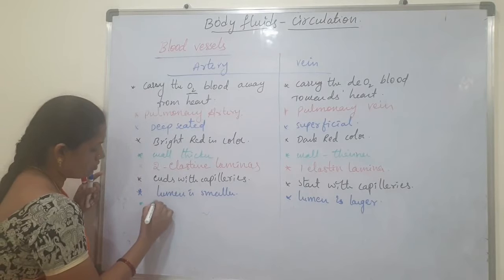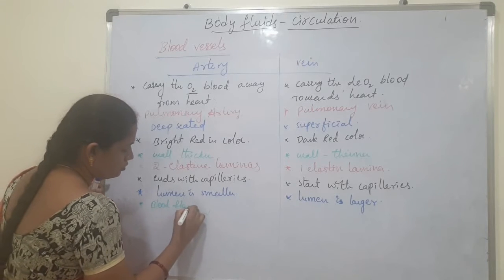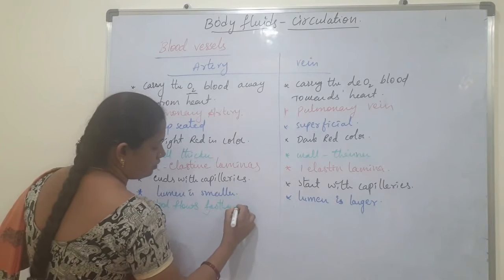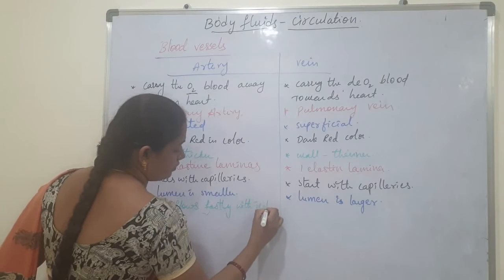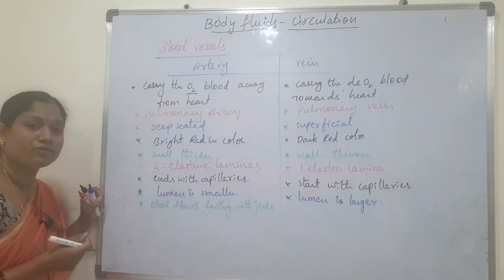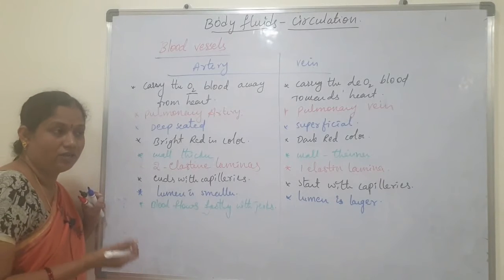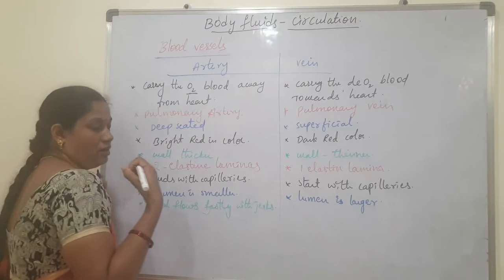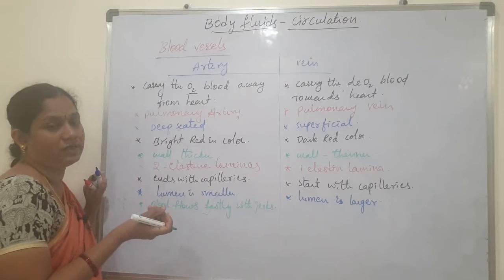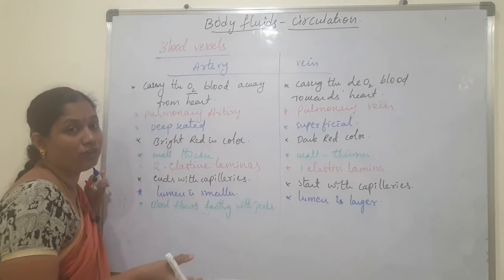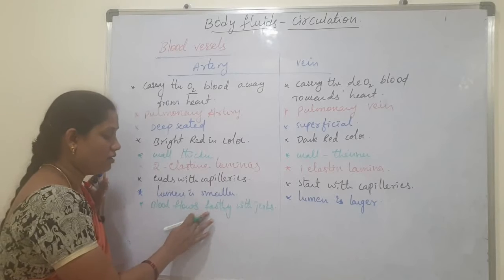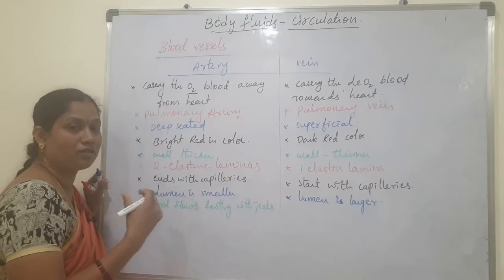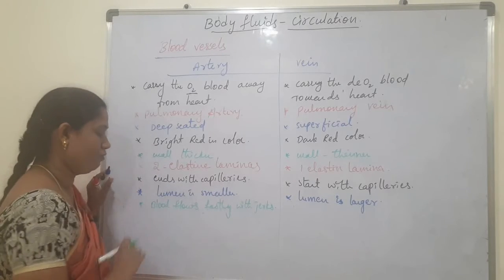So next point, in arteries the blood flows fast, with jerks. The blood flows fast because the heart pumps the blood during the cardiac cycle. The heart, with force, pumps the blood towards the body parts, so it circulates very fast and in jerks. In one heartbeat, the blood is pumped outside. So that's why it flows fast.